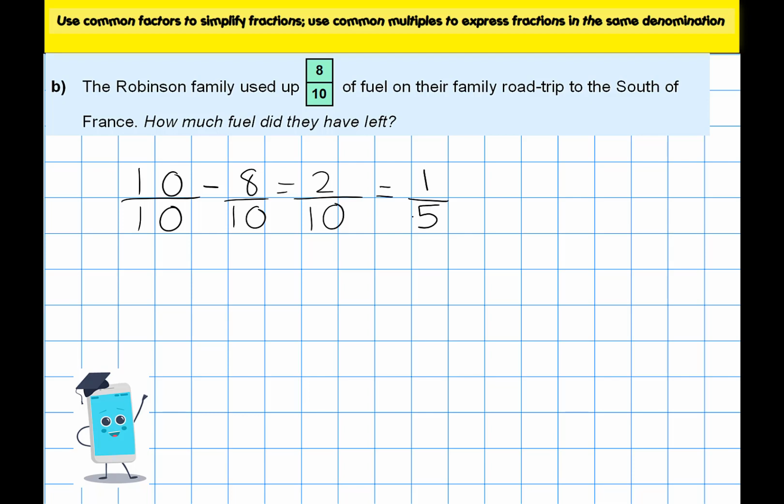So have a go at the next couple of questions. Think about what a whole is, write it out systematically, get your answer, and then think about how you can simplify your answer. What common factors are there? Are they both even numbers? If the numerator and denominator are both even numbers, then you can just halve it.